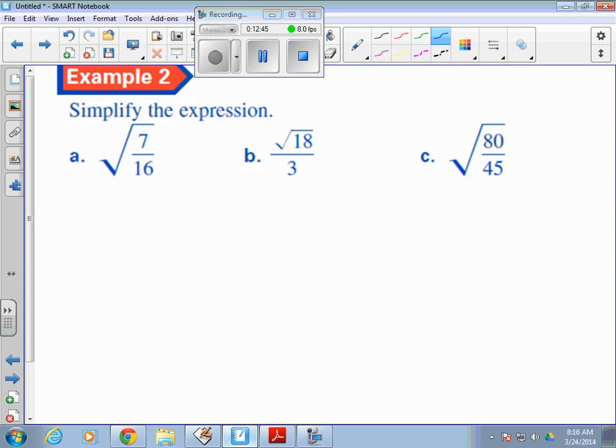Here are 3 problems. Answer these. I'll give you about a minute or so.